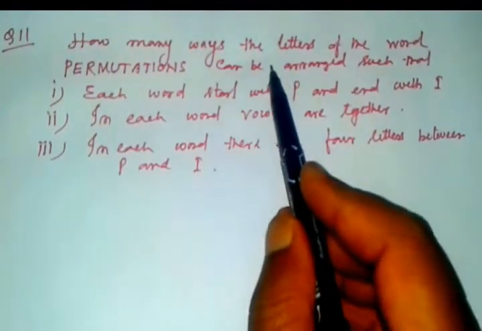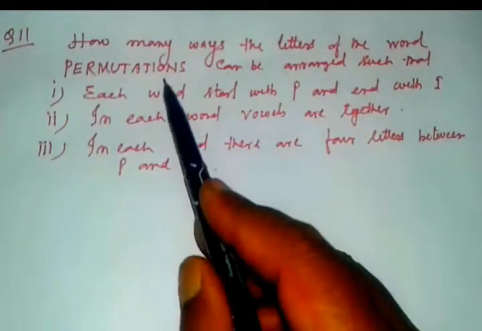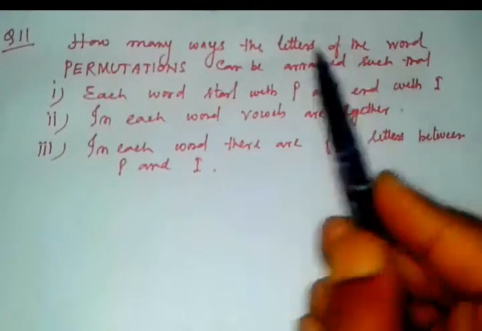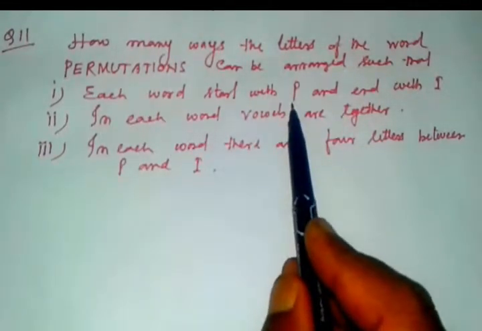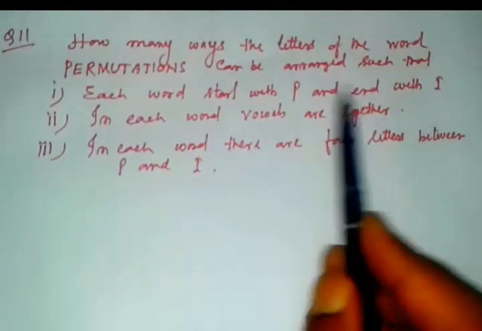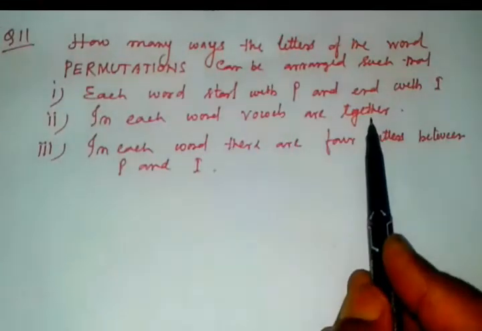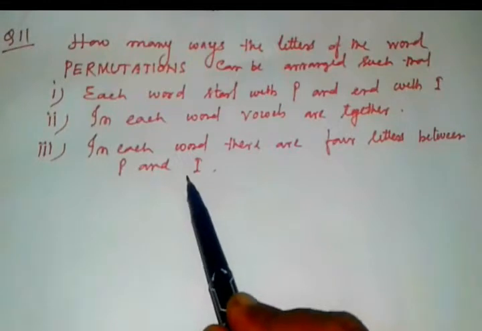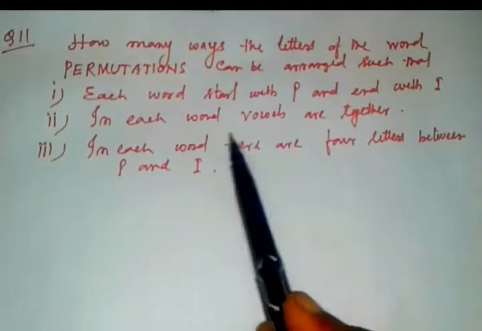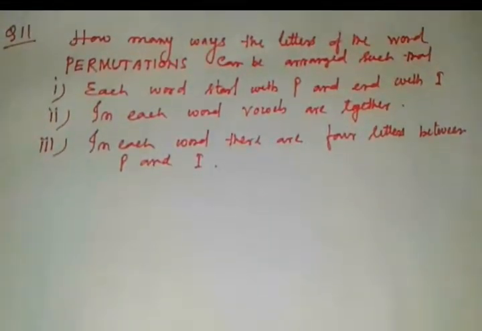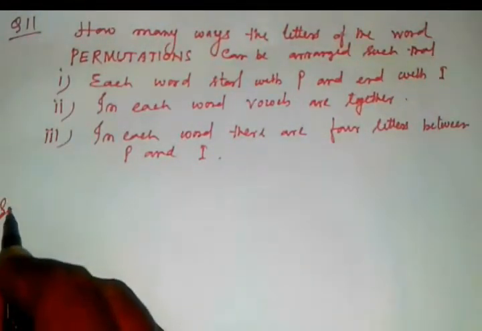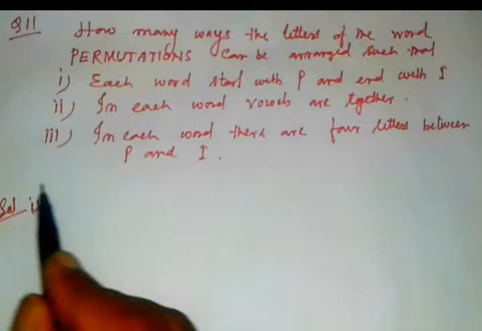How many ways can the letters of the word PERMUTATIONS be arranged such that each word starts with P and ends with I? In each word, vowels are together. In each word, there are 4 letters between P and I. There are 3 problems here. At first, we solve one. That is solution 1.